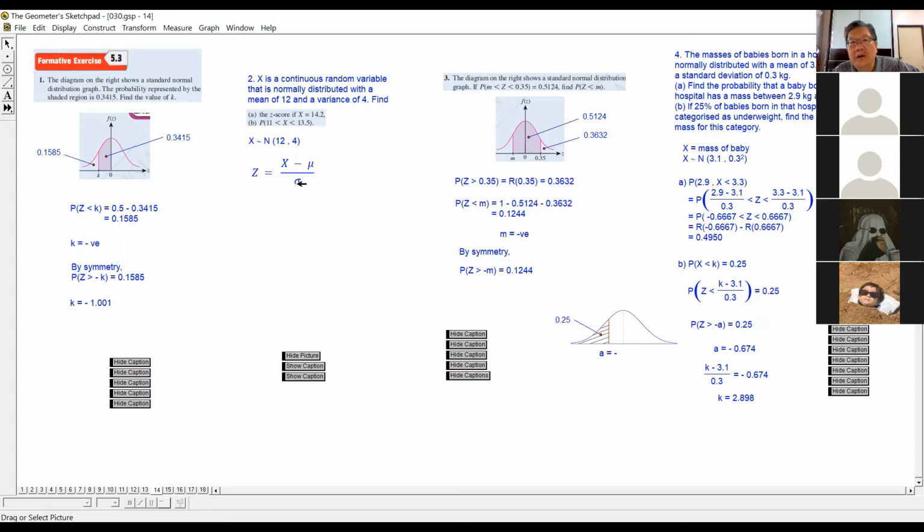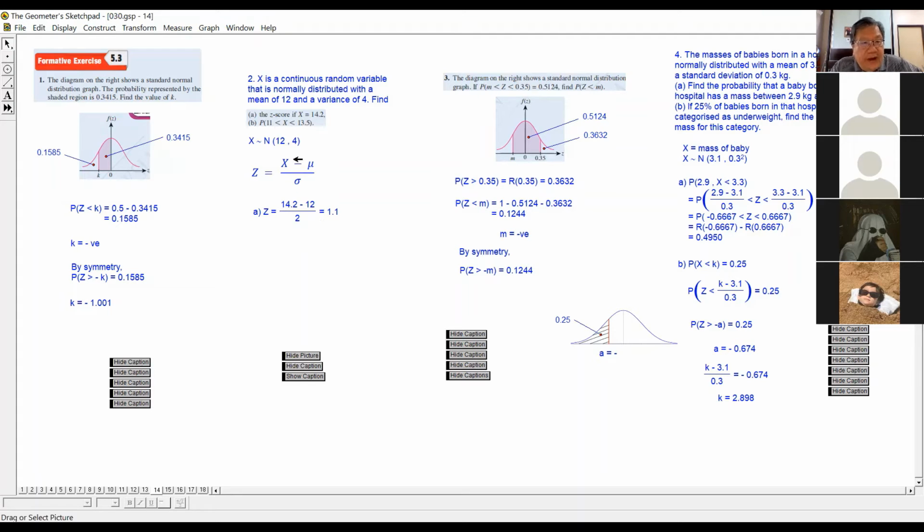No. 4 is the variance. Here is the standard deviation. So how to change the variance to standard deviation? Square root. So I'm going to put square root of 4 here. Okay. So the z equals 14.2 minus 12 divided by 2, the standard deviation. So it's 1.1.